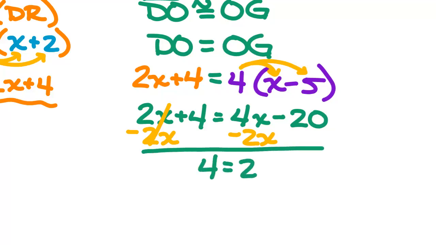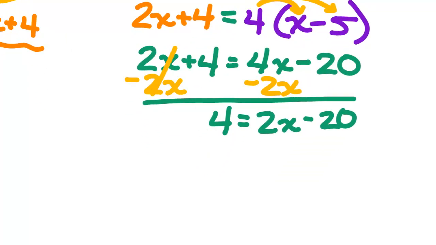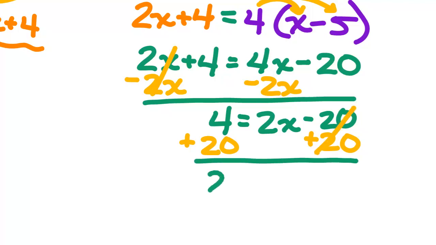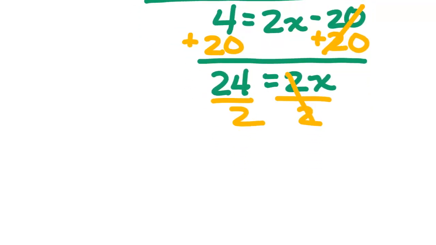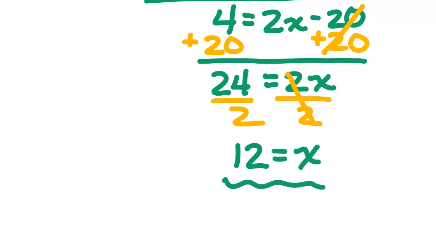4 equals 2x minus 20. Then I add 20 to both sides to make this minus 20 cancel. So I get 24 equals 2x. And then I divide both sides by 2, which means x is how big? X is 12. But they didn't ask me to find x. What did they ask me to find?